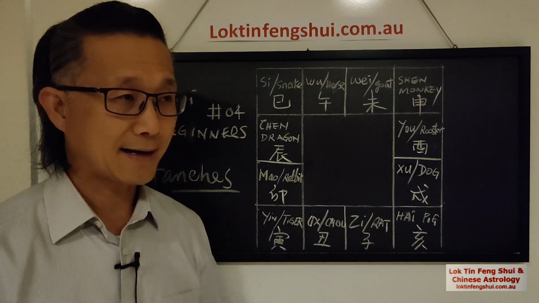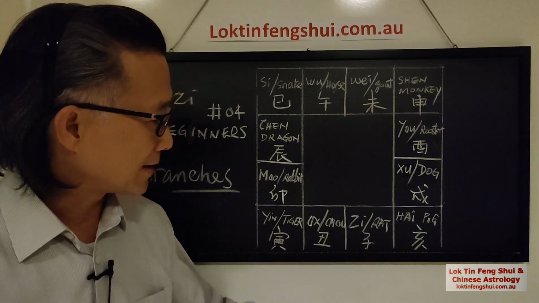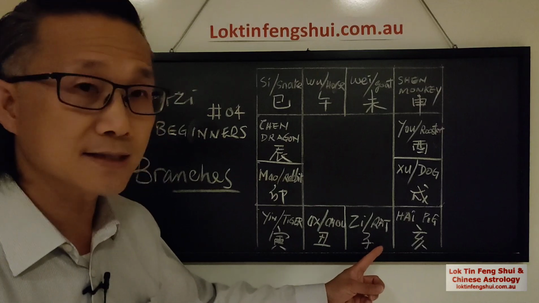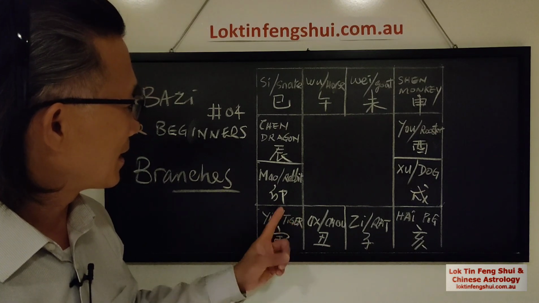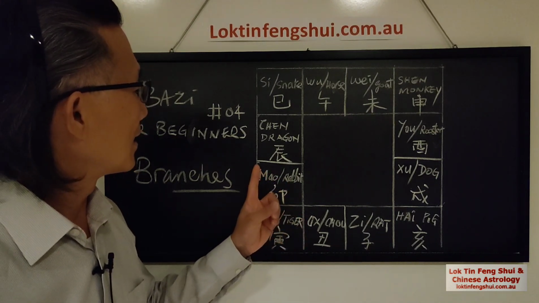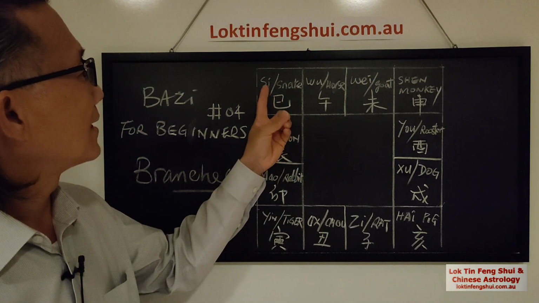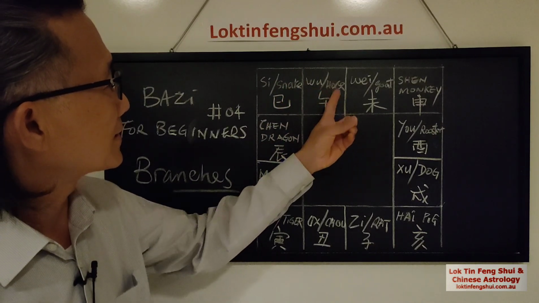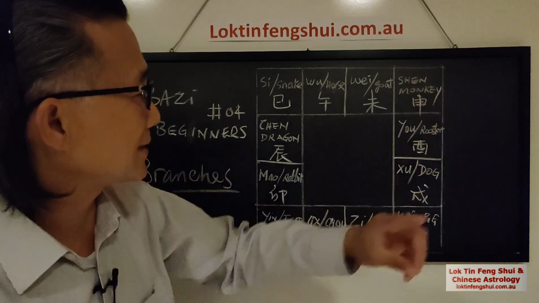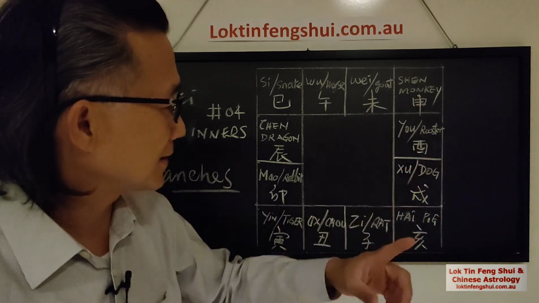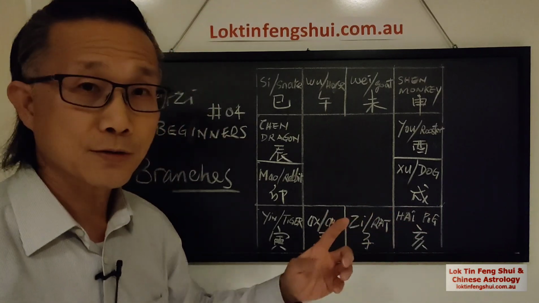As we know, there are 12 branches. It actually starts from the rat or Zi, and the ox or Chou, then Yin or tiger, Mao, rabbit, dragon or Chen, Si is a snake, then Wu is horse, Wei is the goat, and Shen is monkey, and You is rooster, Xu is the dog, Hai is the pig.